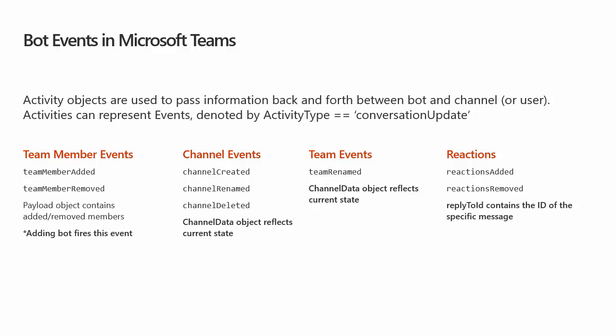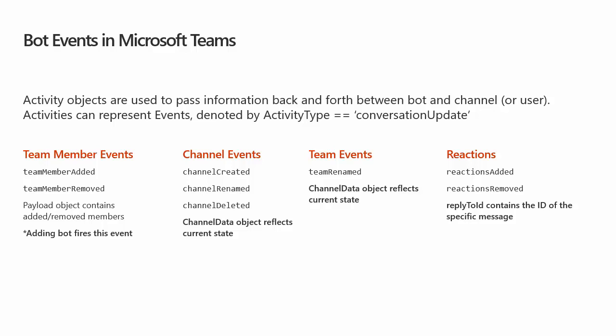The most important events are team member events, team member added and team member removed. The payload object of these events includes the list of added or removed members. And this event fires when the bot is added to a team. And so the team member added event will fire with the team member added list containing the ID of the bot. You can tell if it's the ID of the bot by comparing the recipient ID with the team member added ID. And if they match, the bot was added to a team.